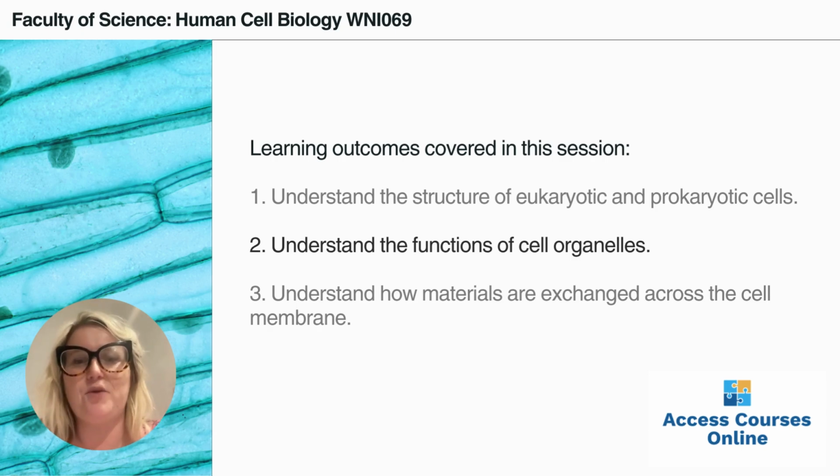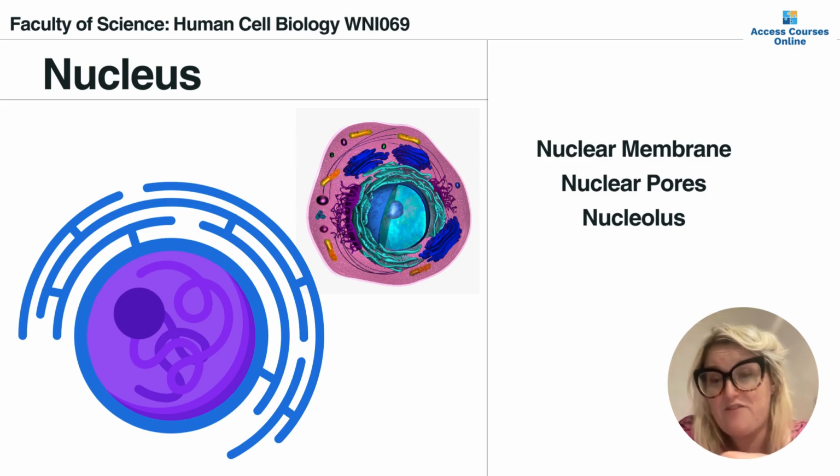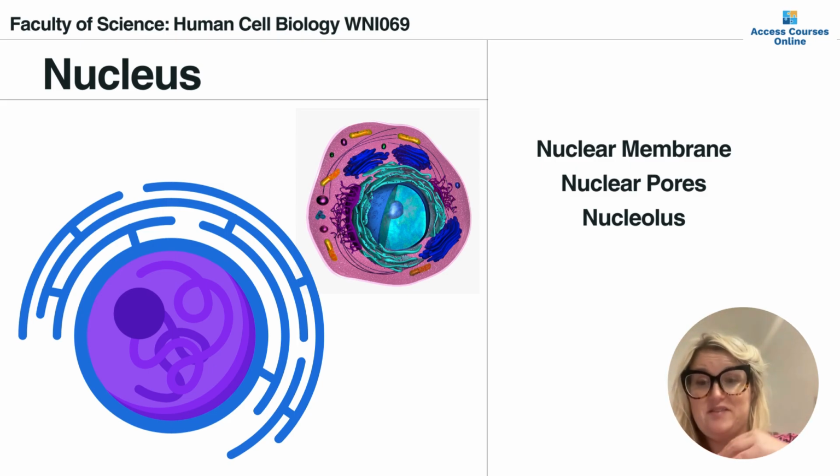In this next section, we'll be looking at the functions of the different cell organelles within eukaryotic cells. So we're going to focus on the nucleus first, the first organelle which is contained within the cell. And so the nucleus is made of three individual parts. I'm going to start with the nuclear membrane. So the nuclear membrane is a double-layered membrane which surrounds the nucleus, and it protects all of the DNA which is contained within the nucleus.